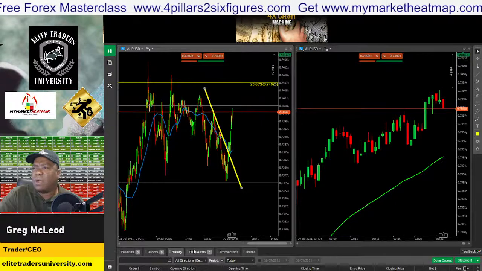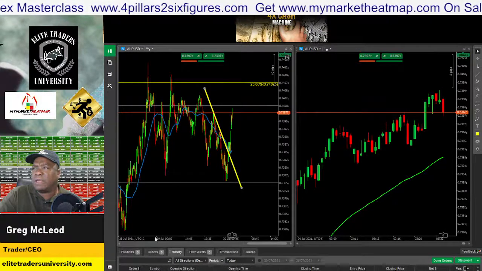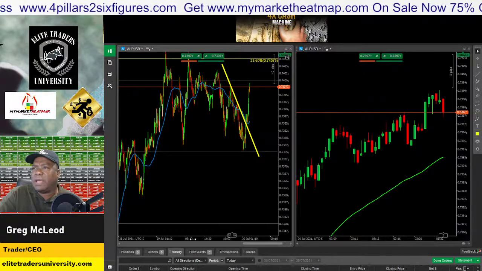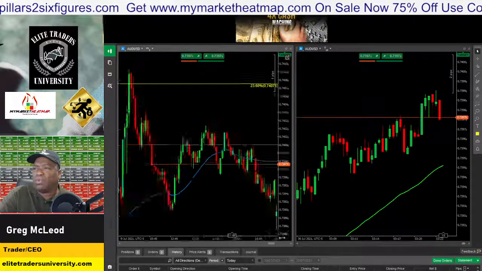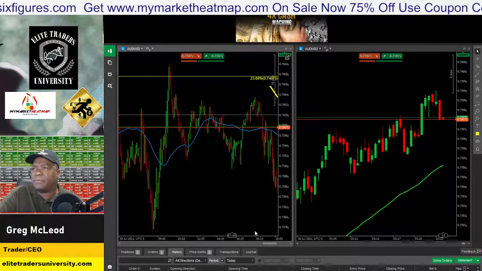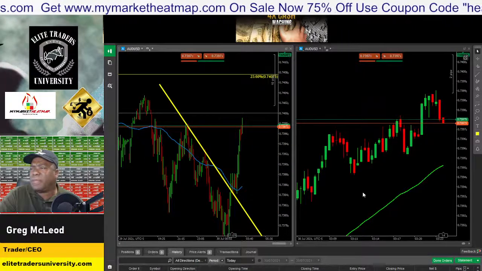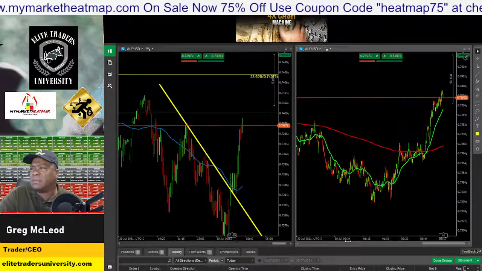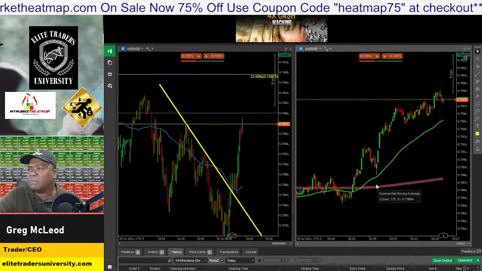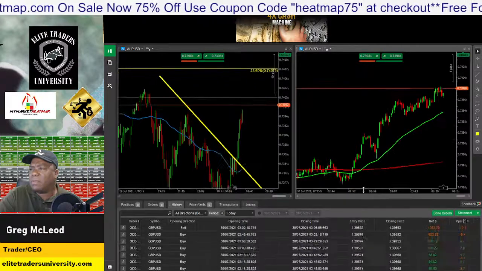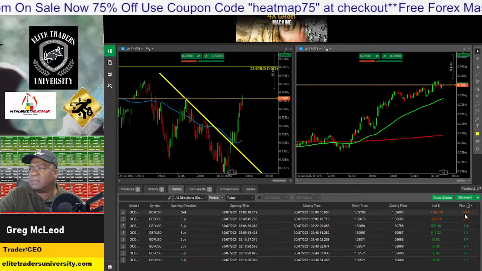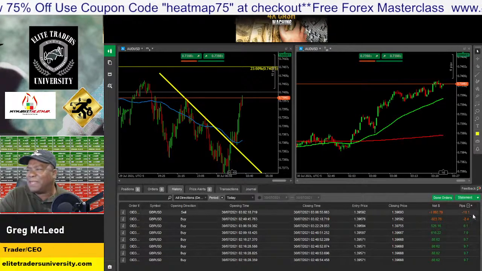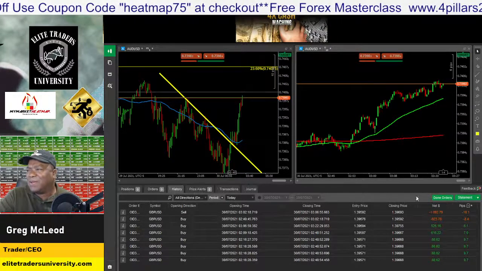It's one of those things where you're like, why don't you short it, Greg? It's like, I don't want to short it. You got all these green candles here, right? That's a 20 tick. Okay, so we got slipped 10.1 pips. I thought it was at 9 or 8. Okay, no worries.